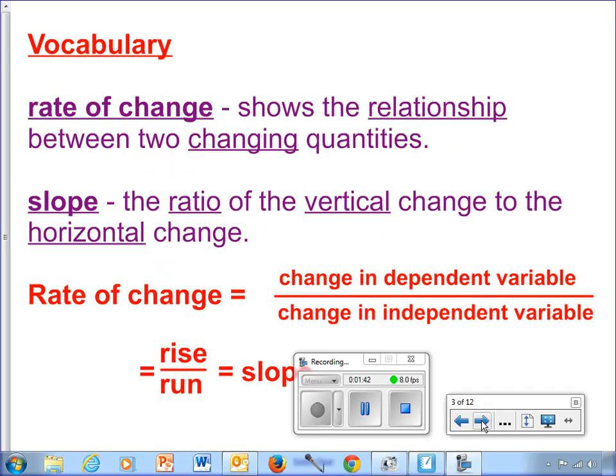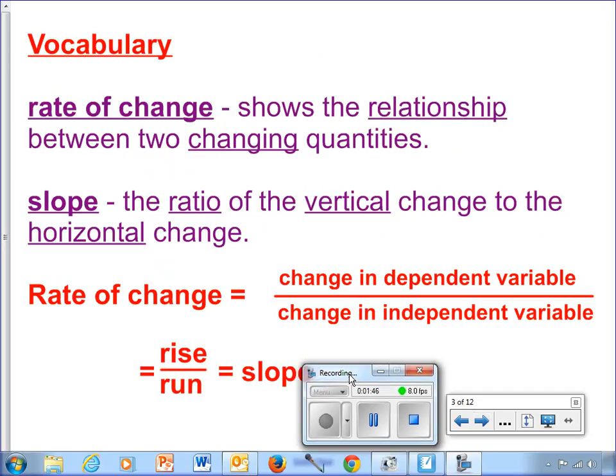We have some vocabulary today. First of all, rate of change. Rate of change shows the relationship between two changing quantities. Slope is our second word.